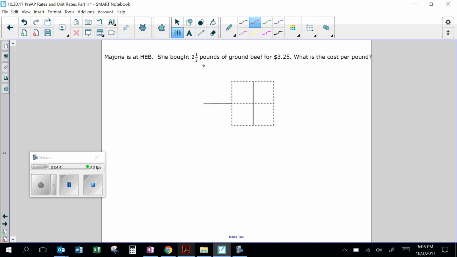So what is this question asking you? It's asking you about the cost and pounds. So it costs $3.25 for 2.5 pounds. I need to find the cost for every pound, 1 pound.